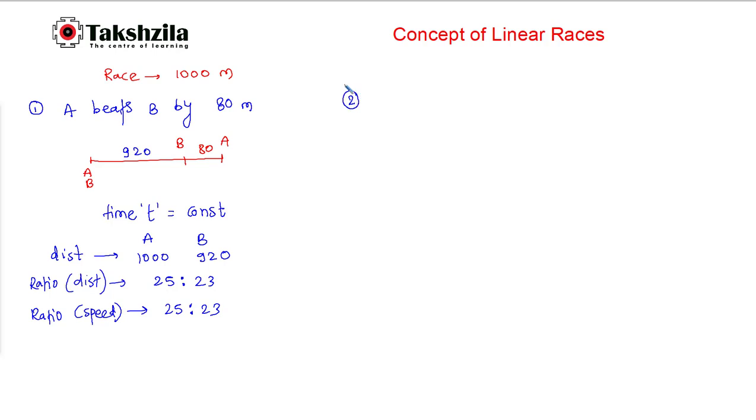The second statement is, in the same race of 1000 meters, A beats B by 16 seconds. So now what does this mean? Let's have a look at it. A beats B by 16 seconds. It means time taken by B to complete the race is 16 seconds more than A. Or it means A completes the race 16 seconds before B.